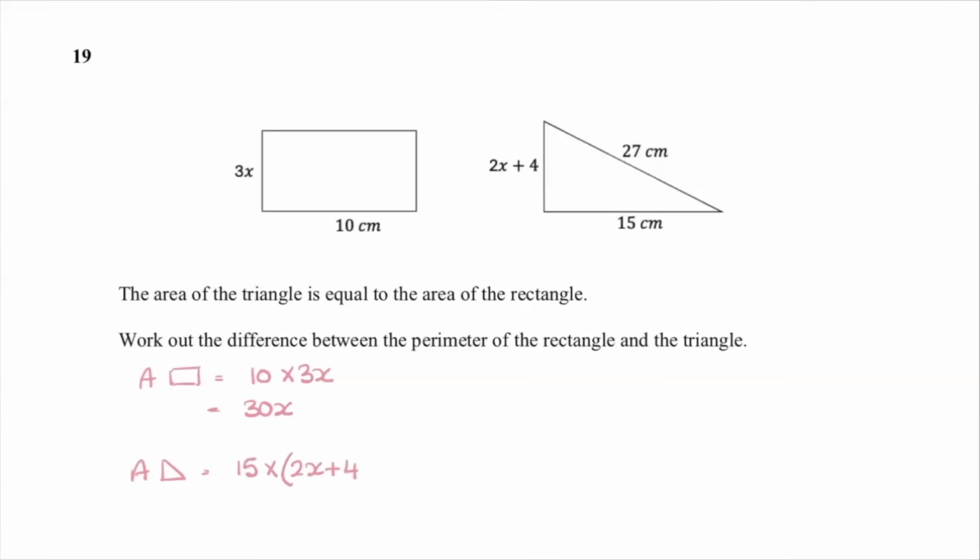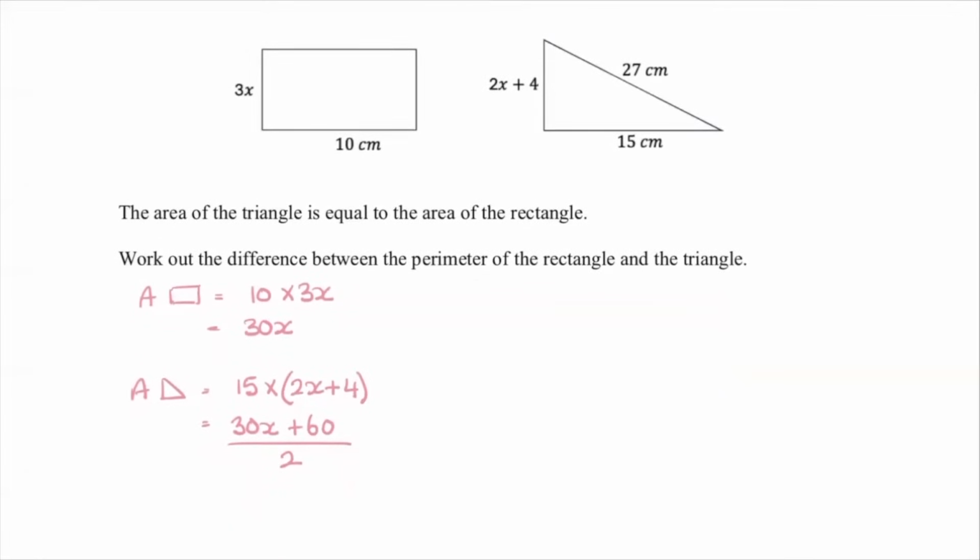Now it's all of this that has to be multiplied. So you're going to times the 2x by 15 to get 30x, and times the 4 by 15 to get 60. And then you divide by 2 because it's a triangle. So that's going to lead to 15x plus 30. They're telling us that these two areas equal each other. So the area 30x of the rectangle is equal to 15x plus 30, the triangle.